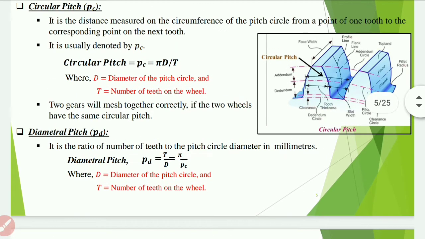Next is diametral pitch, which is denoted by Pd. It is the ratio of number of teeth to the pitch circle diameter in millimeter. Pd is equal to T by D, also equal to pi by Pc, where D is the diameter of the pitch circle and T is the number of teeth on the wheel.